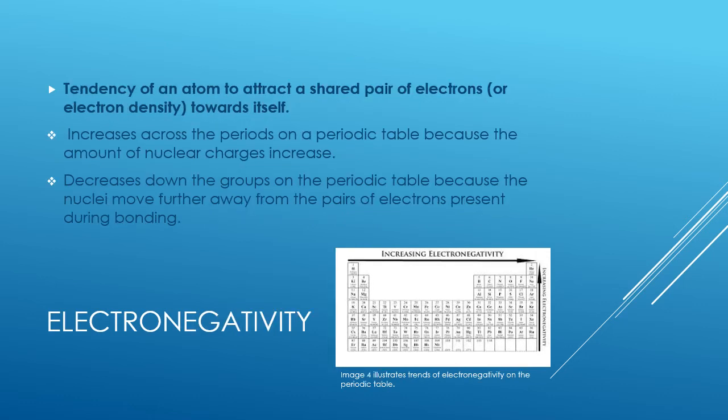Electronegativity is the tendency of an atom to attract a shared pair of electrons or electron density towards itself. Electronegativity increases across the periods on the periodic table because the amount of nuclear charges increase, and it decreases down the groups on the periodic table because the nuclei move further away from the pairs of electrons present during bonding.